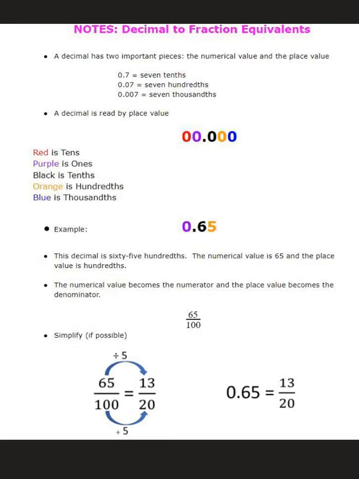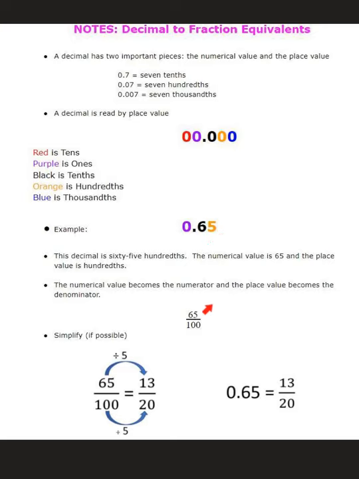Next, we're going to look at decimals to fractions. Now, a decimal has two important pieces, the numerical value and the place value. Okay, a decimal is read by the place value. We have some color coding over here so you can match up which place value we're talking about. Here's our example, 0.65. Well, 65, you would read that as 65, and the 5 is in the, you look up here, it's the yellowish orange, it's in the hundredths place. So you would read this as 65 hundredths.